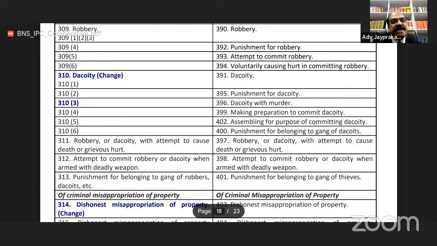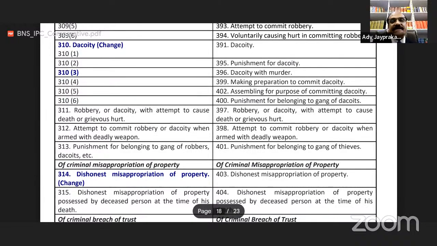BNS section 310, dacoity. Earlier section for dacoity was 391 in IPC. BNS section 310(2), punishment for dacoity. Its earlier section was IPC 395. BNS section 310, dacoity with murder. Its earlier section was 396.